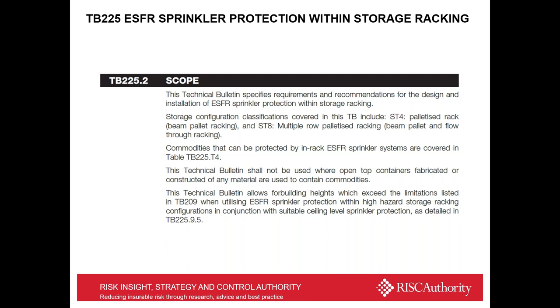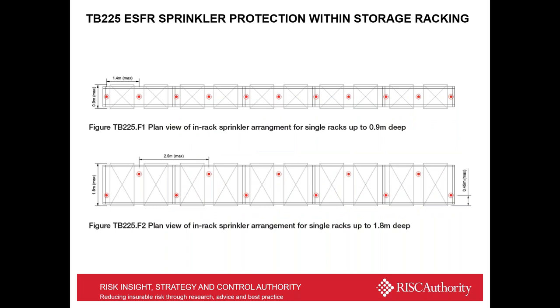And as you can see there, it covers storage configurations of ST4 palletized beam pallet racking and ST8 beam pallet racking and flow through racking. And commodities that are being stored are exactly the same as what's in TB209. One thing you will notice from the standard, though, as a sprinkler contractor and user of the sprinkler standards, is the location of sprinklers is not in accordance with what we would normally see within beam pallet racking.